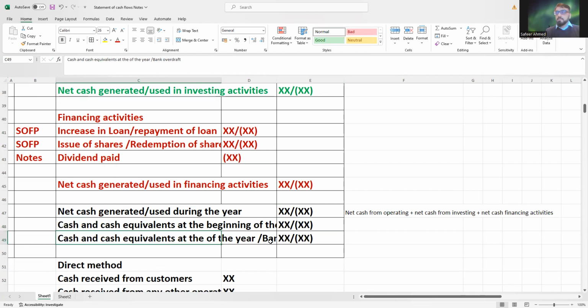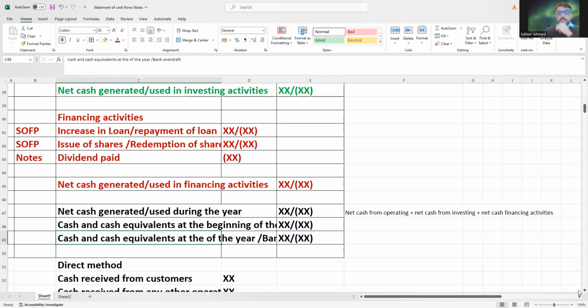If it is a positive figure, this will match with the amount for cash and cash equivalent on this year's balance sheet. If it is negative, that means it must be bank overdraft for this year. It should match, so you should verify with your balance sheet amount if you've done everything correctly.